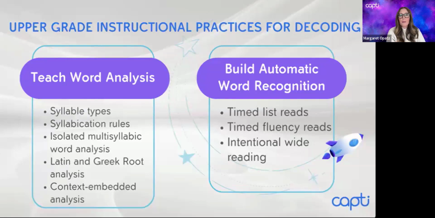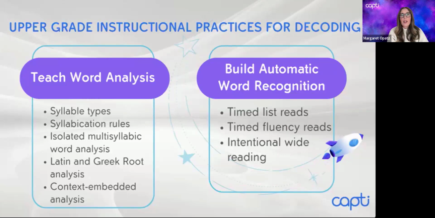But there are also ways that we can build automatic word recognition, and that's through timed list reads. I'll show you an example of what that is a little bit later. And then also timed fluency reads. So really being able to help students build up their fluency, but being intentional with the text that you're using to ensure that they're seeing those words that they've practiced in isolation so that they can also confront them in a connected text. And then I've also added here intentional wide reading.